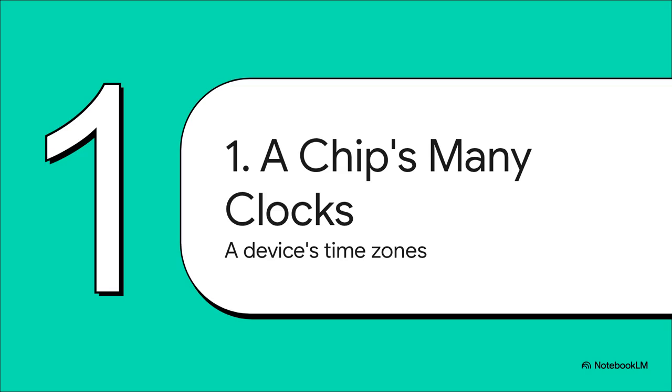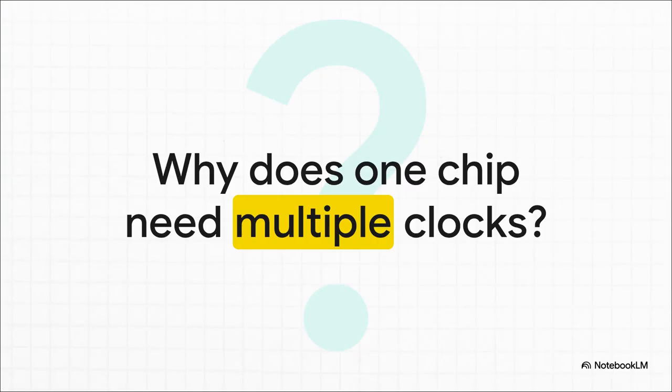Okay, first things first. You have to understand that a modern chip is not just one single thing. Think of it more like a bustling city, right? You've got all these different districts, and each one is running at its own pace, on its own schedule, with its own internal clock. So that begs a really important question. Why make it so complicated? Why not just have one single master clock for the whole chip? Wouldn't that be way easier and avoid all these problems from the get-go?